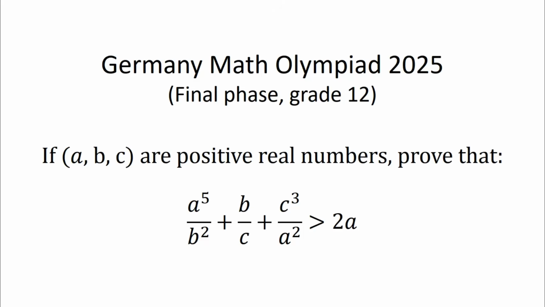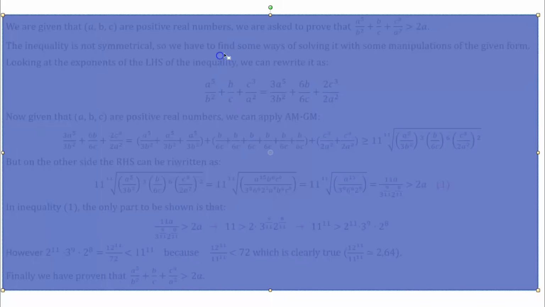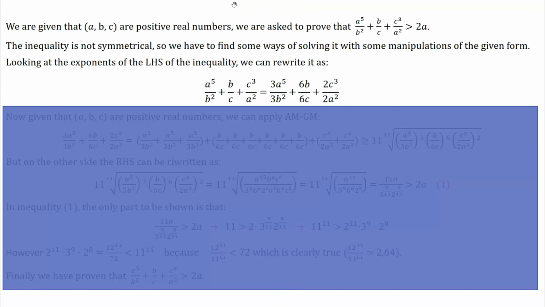I will share one with you now, and if someone has any other solution, please let me know in the comments. So we rewrite the given conditions of the problem, and we are asked to prove this inequality. As I said, the inequality is not symmetrical, so we have to find some way of solving it. But as always, given that a, b, c are positive real numbers, AM-GM is the first thing that comes to mind for this kind of problem.